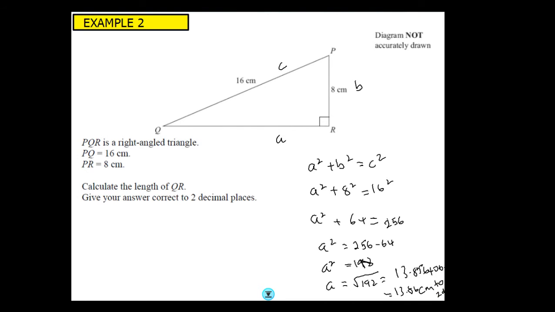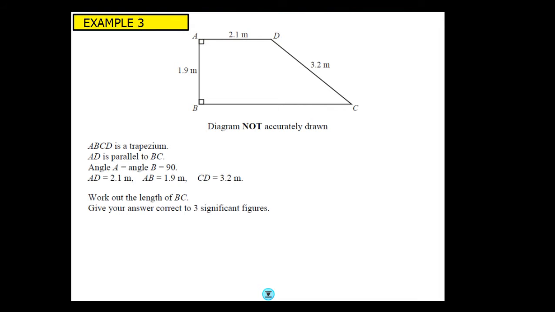Okay, final example then. This is a slightly more complicated example. So we've got a trapezium. ABCD is a trapezium. AD is parallel to BC. Angle A and angle B are both 90 degrees. And we're given these lengths. Work out the length of BC. Give your answer correct to three significant figures.